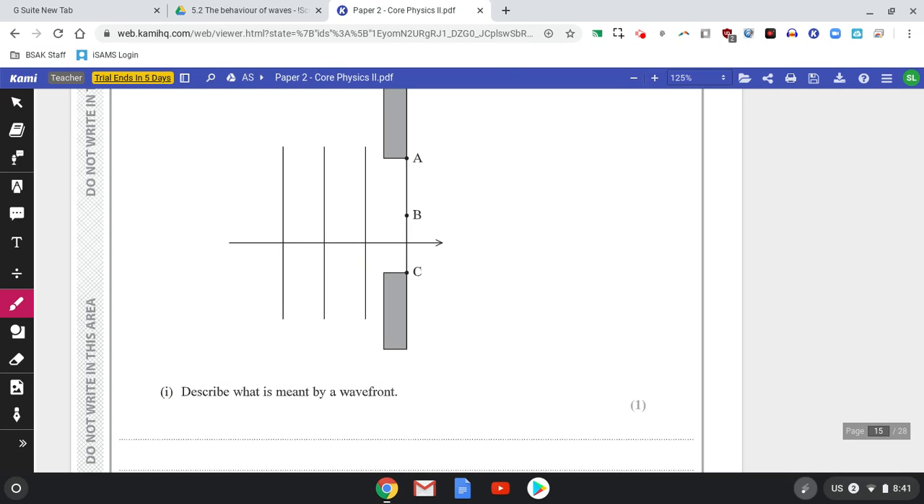Okay? Don't say wavefronts are the peaks or the troughs. That is incorrect. Technically, that's incorrect. The true definition is lines along which all the points, or all the particles if it's a mechanical wave, are in phase. So every particle or point along that line, that line, that line are all in phase.